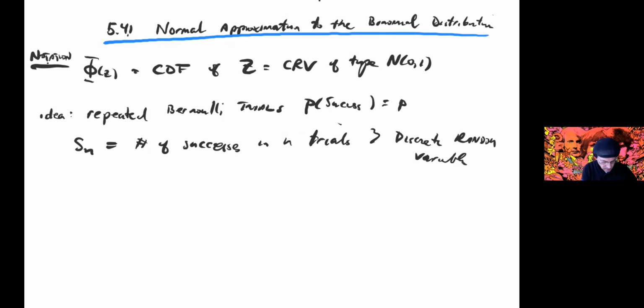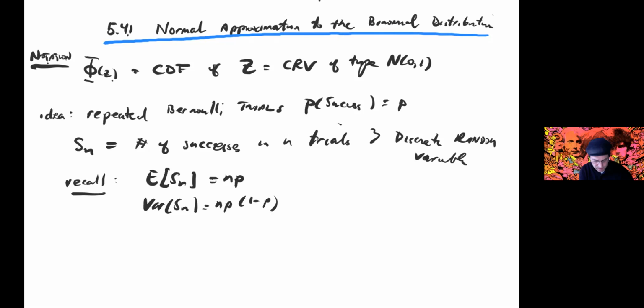Let's recall the binomial distribution, because this is actually a binomial random variable. The expected value of this is n times p, and the variance of this random variable is np times 1 minus p. So this is roughly going to be my mu in my normal distribution, and this is roughly going to be my sigma squared. Now let's consider the following thing.